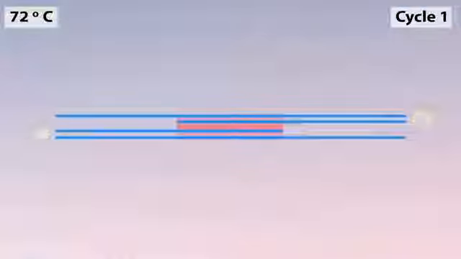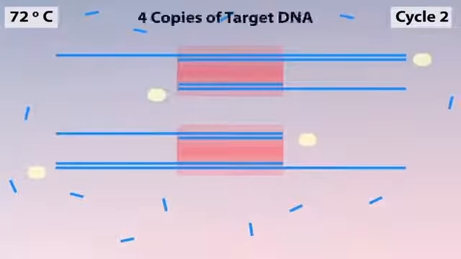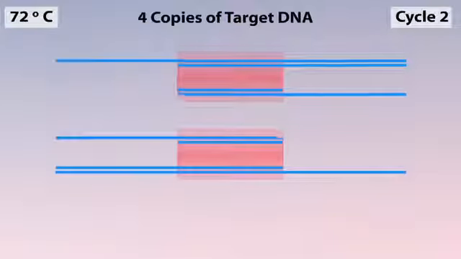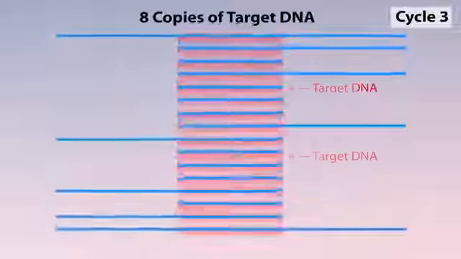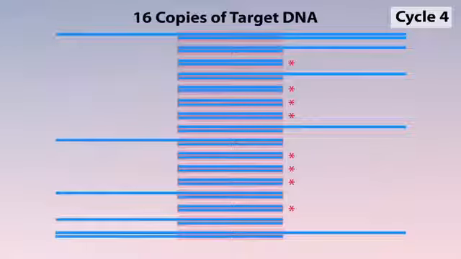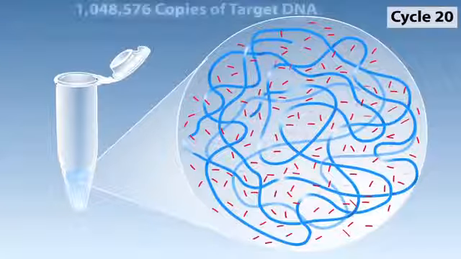With each cycle, we double the amount of DNA. In the second cycle, 2 becomes 4. In the third cycle, 4 becomes 8. And in the fourth cycle, 8 becomes 16. Each copy is a new template for the next cycle, so there's an exponential increase.